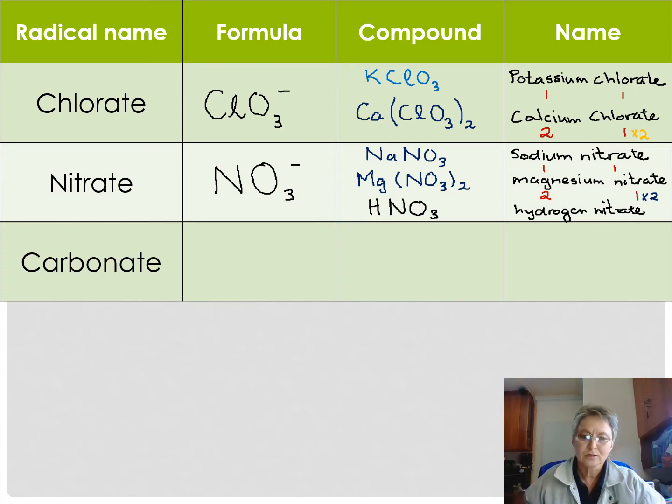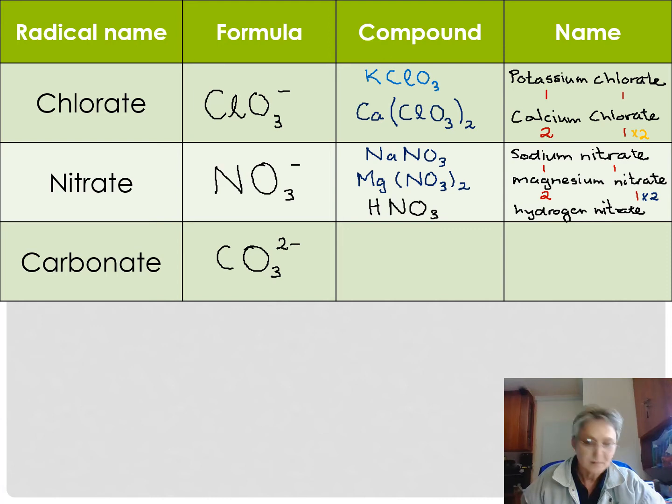The next radical is the carbonate ion. The carbonate ion has carbon and oxygen in the ratio 1:3, but this ion has a 2 negative charge because it's got 2 extra electrons on it. So its valency will be 2.